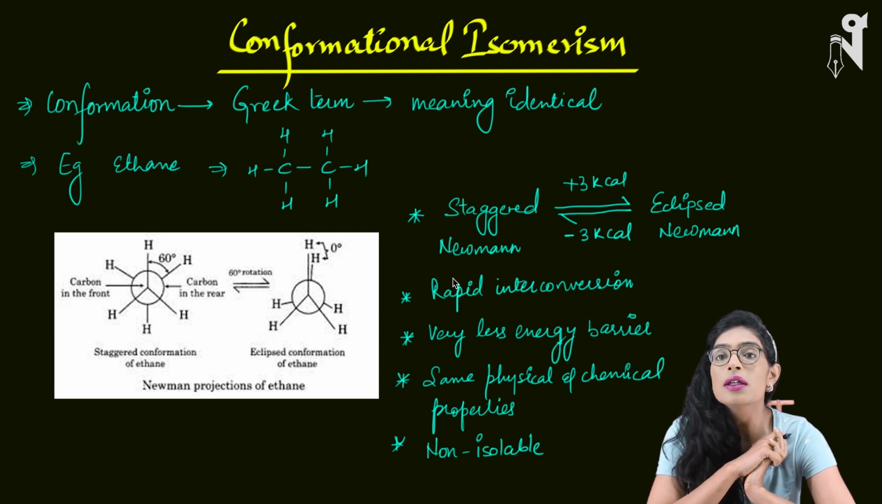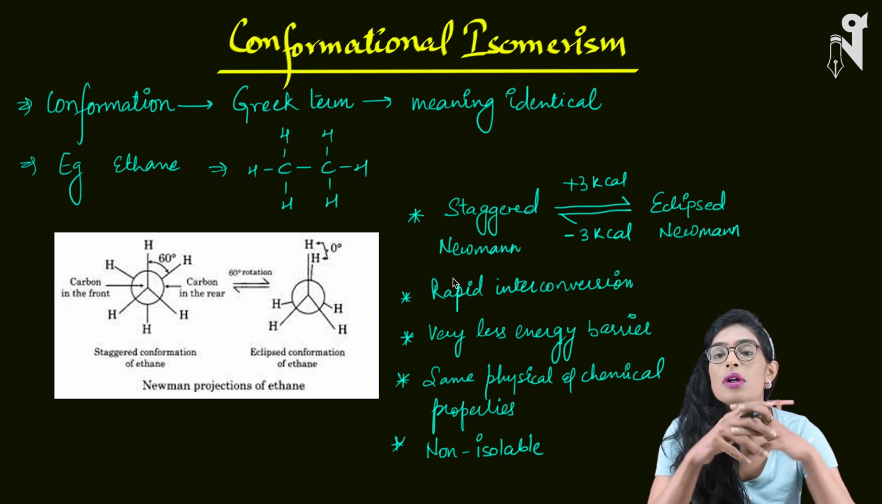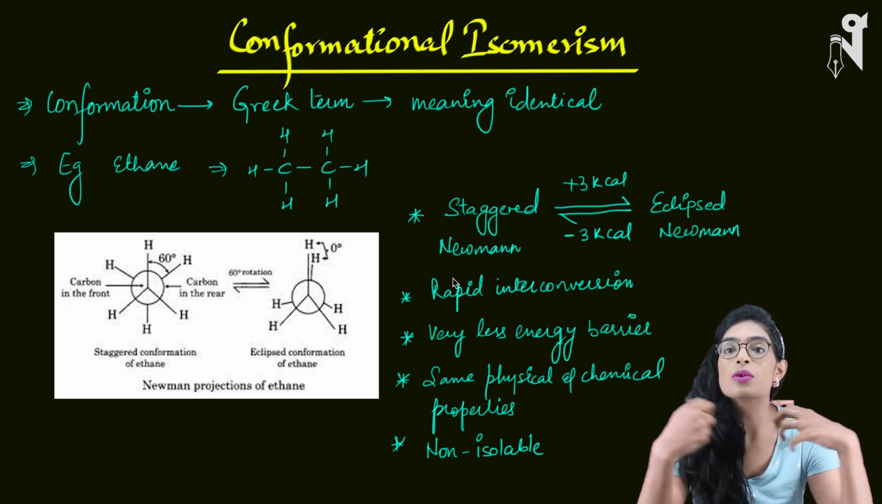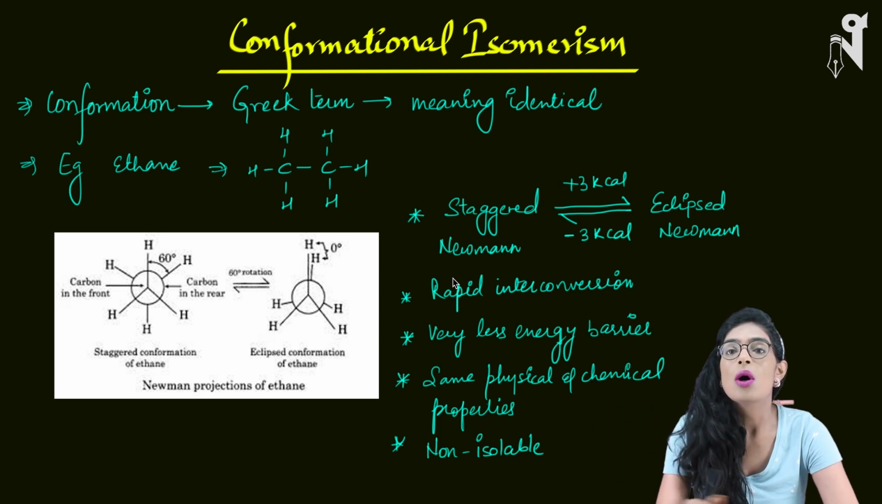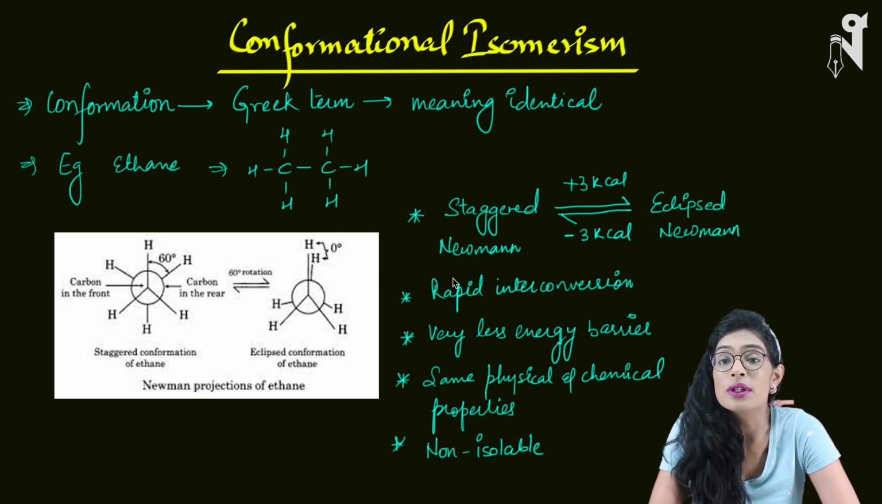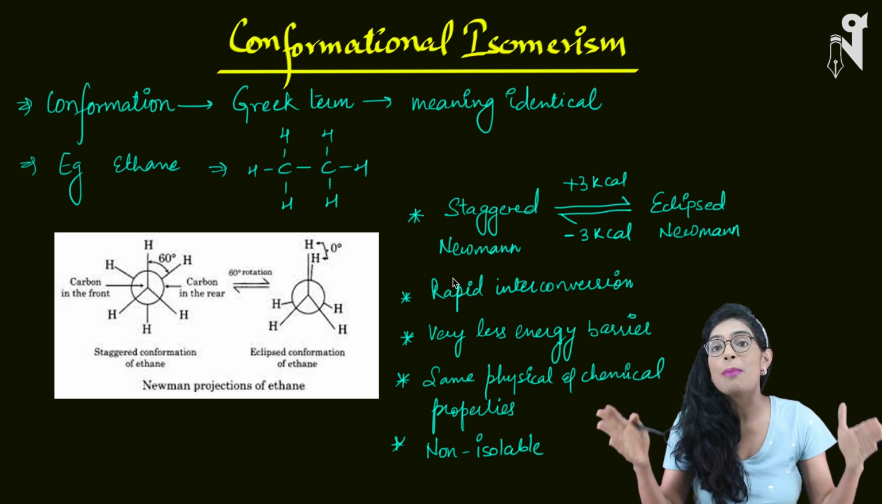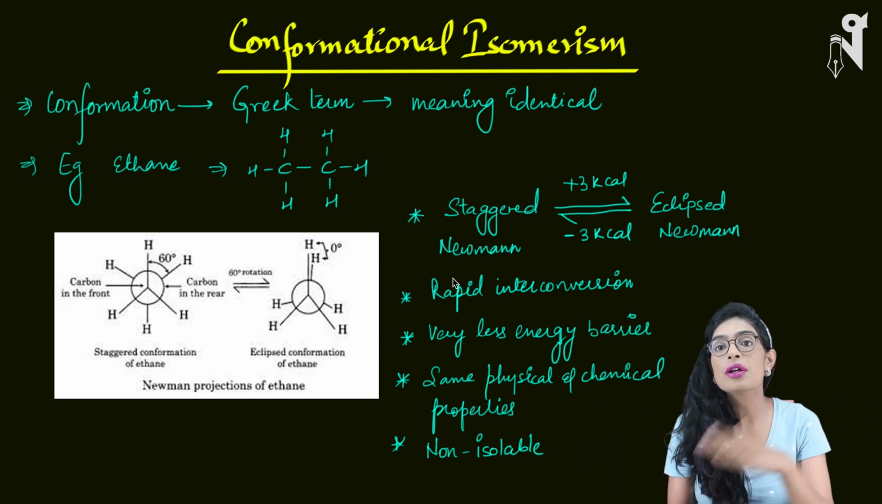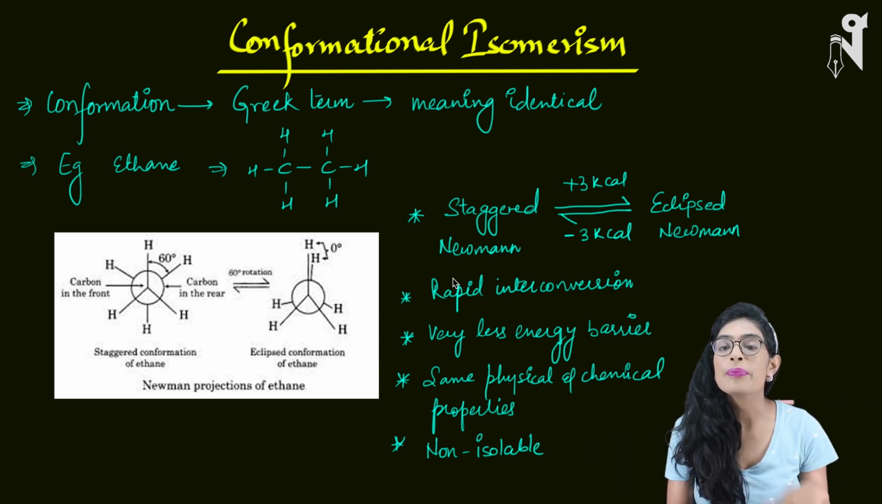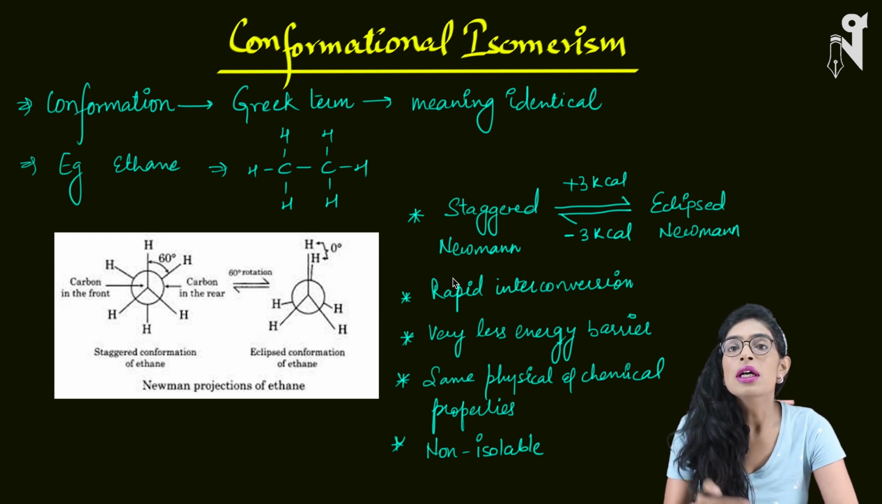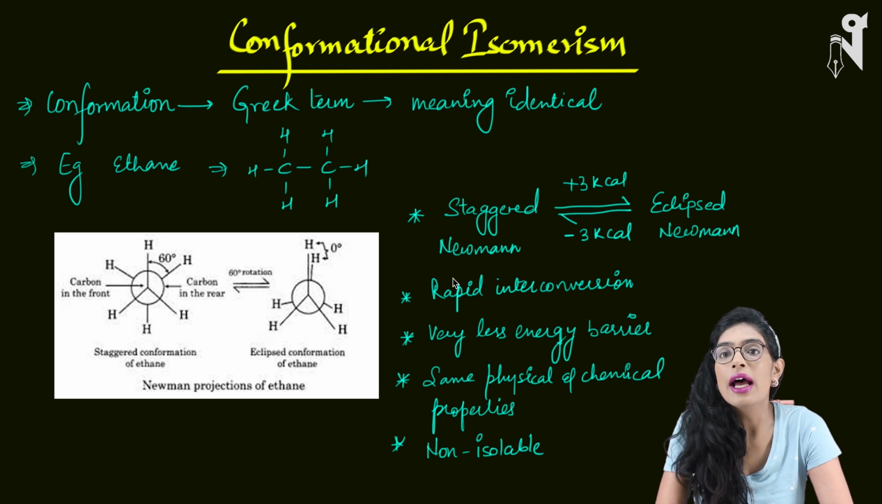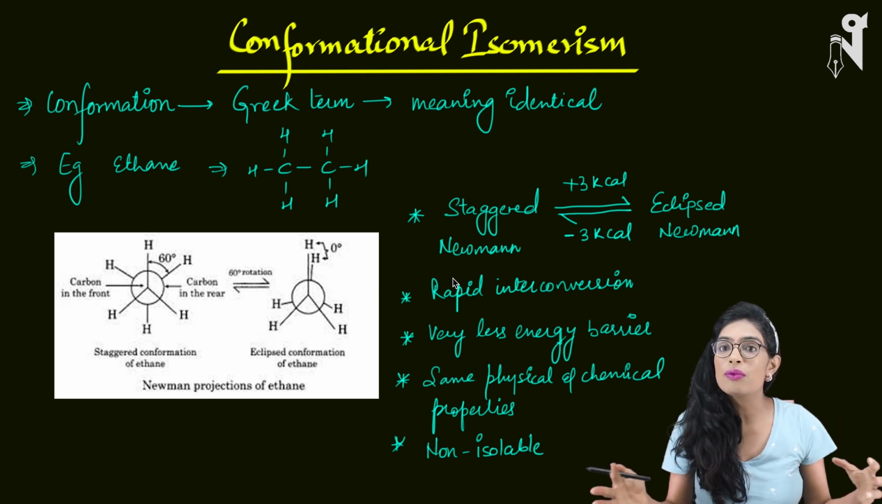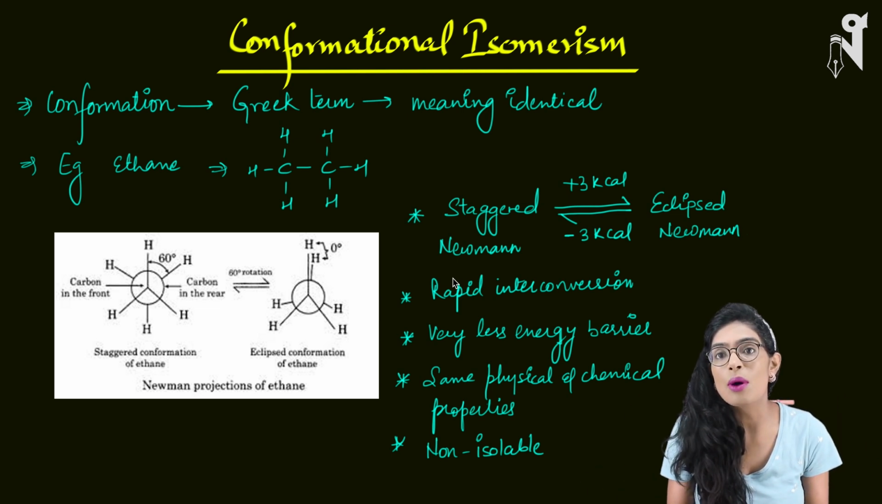Conformational isomers are those isomers which are non-isolable. We learned in the beginning, when we were talking about isomerism, that when you talk about separating two isomers out of a mixture, the more the energy barrier between them in the interconversion of one isomer to another, the easier it will be to separate them out. The more the energy barrier, the more the difference in physical properties, and hence the easier it will be to separate them out.